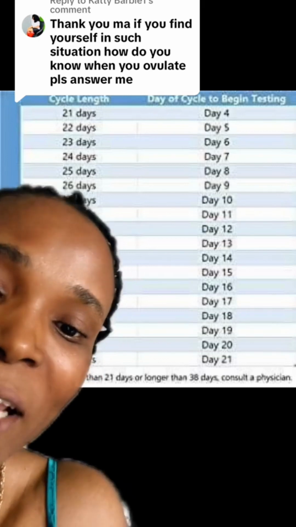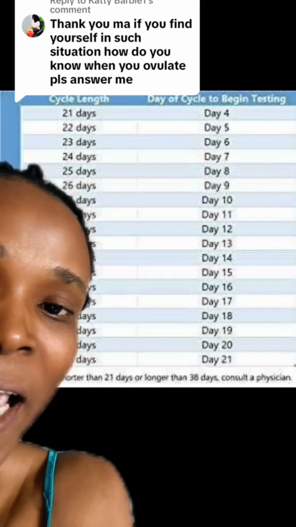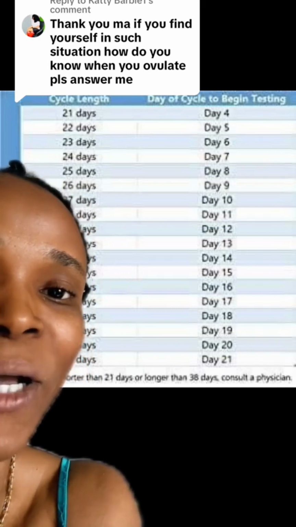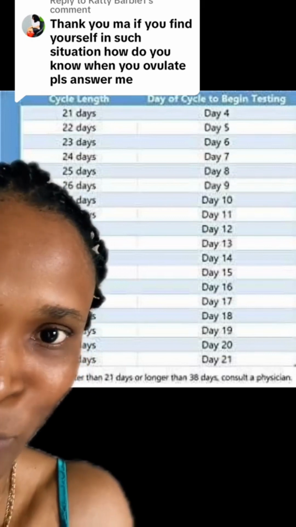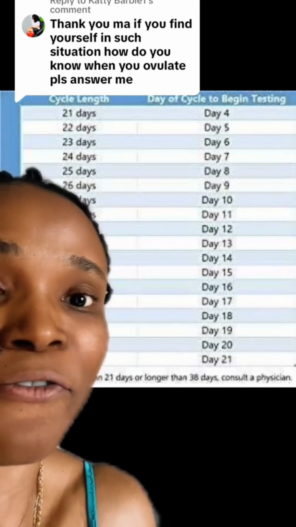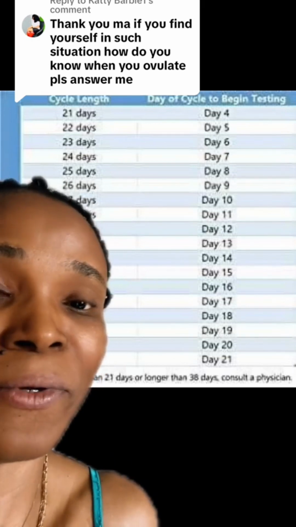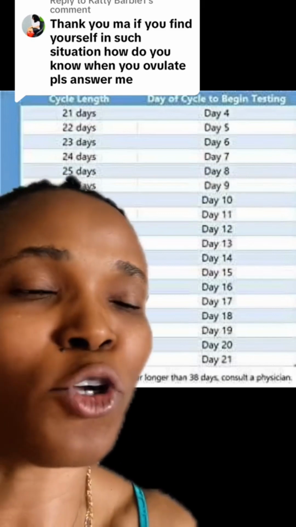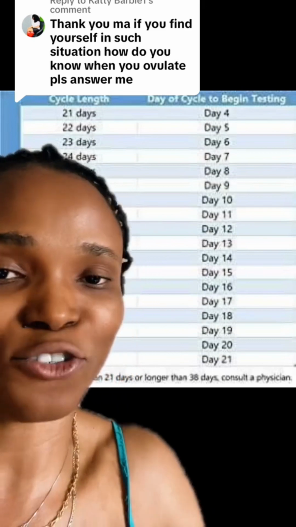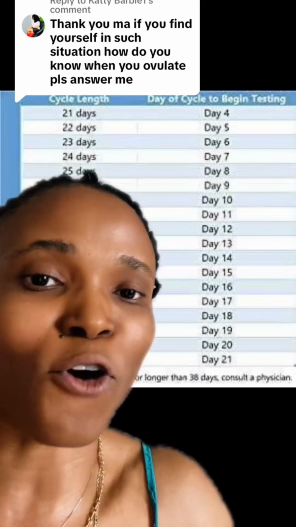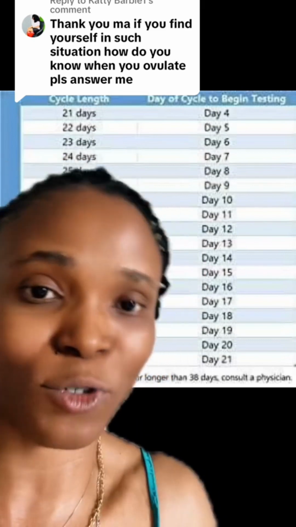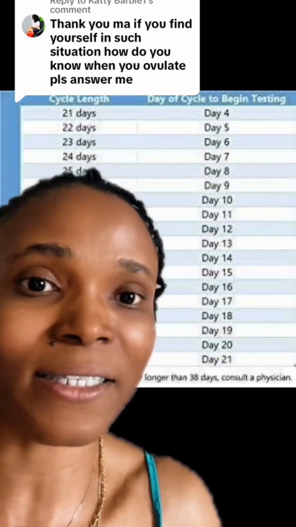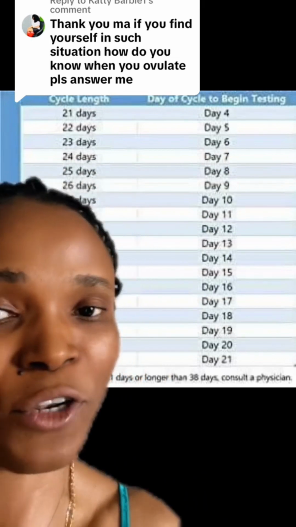If you have a 21 day cycle, which is the one up there, then what you have to do is start testing yourself with an ovulation strip 4 days after your period. Let's take, for example, your period finished today. You see the last drop of blood today. Count 4 days after, which means you start from tomorrow. Count 4 days and start testing yourself with an ovulation strip.